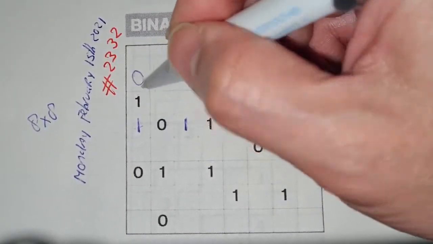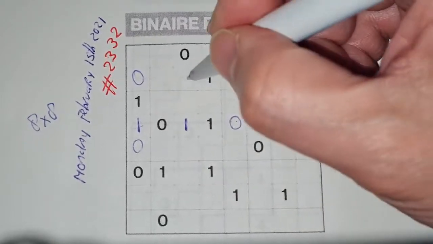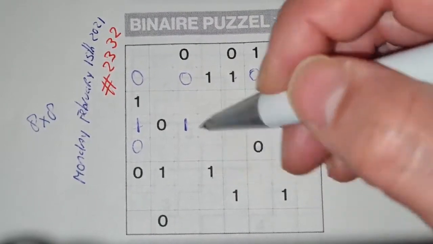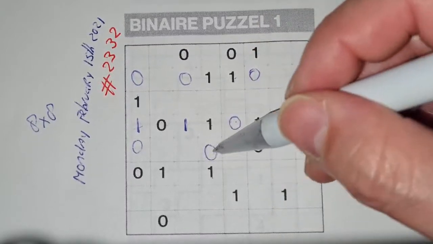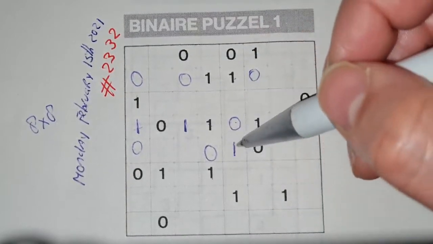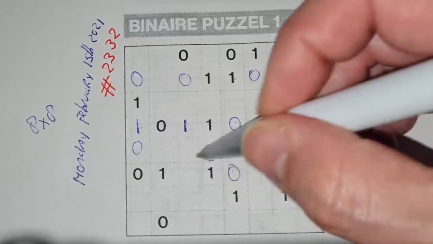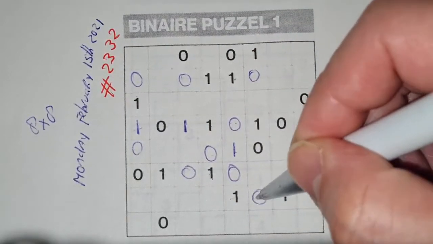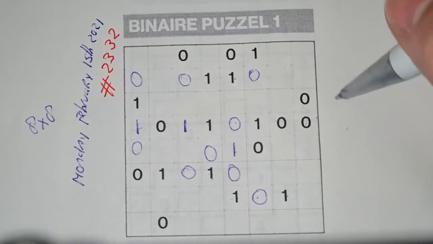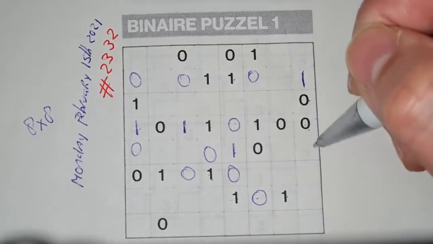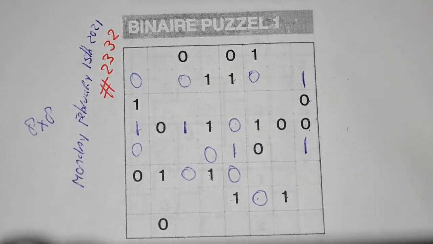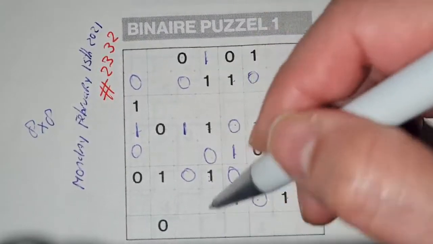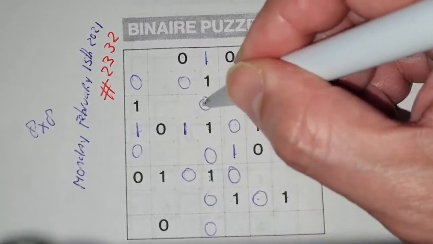Double 1 here, no, there no. Between two 1s comes a 0, between two 0s comes a 1. Between two 1s comes a 0. Double 0, here 1, there 1. Between two 0s comes a 1. Now we have 4 1s, so the rest are 0s.